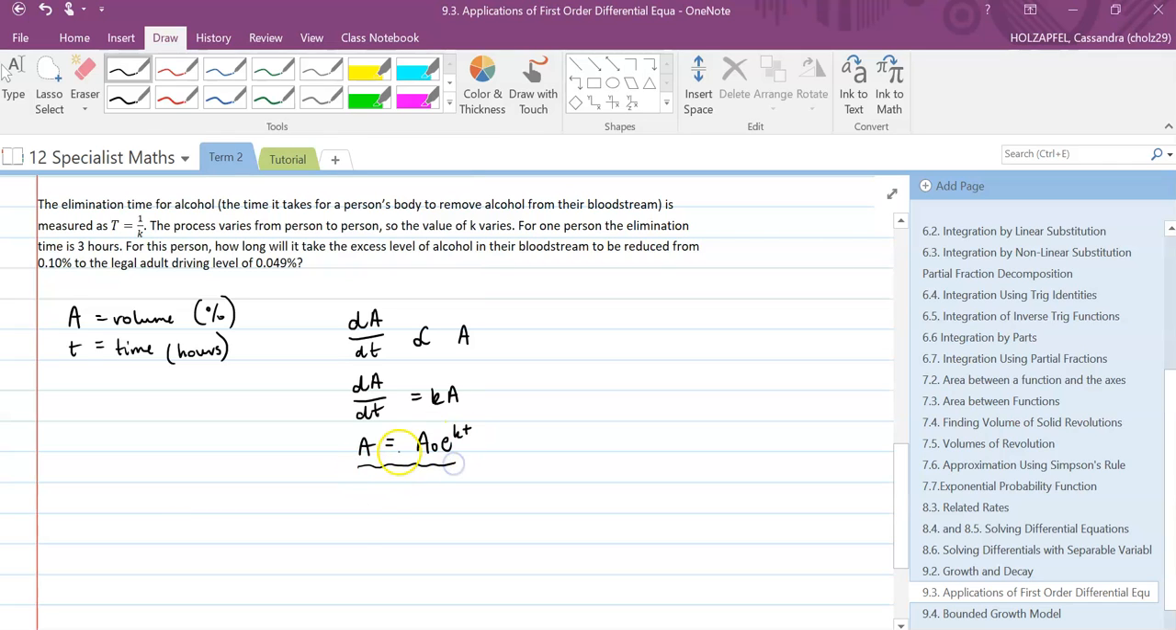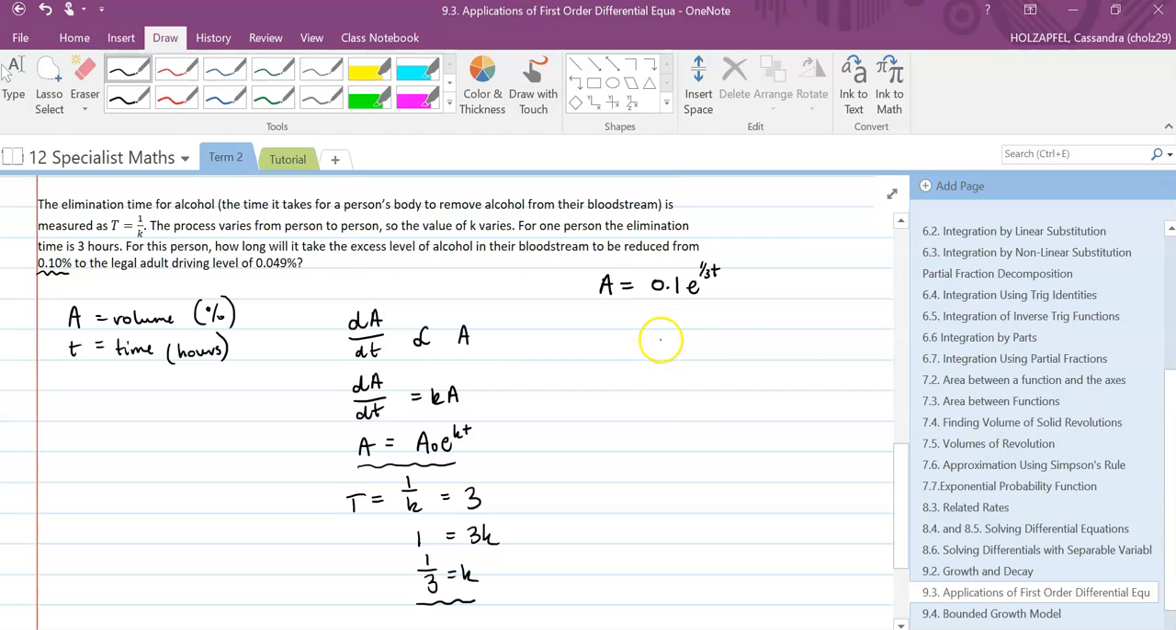So given some information now, we know that for one person, T is equal to 1 over K, and that's equal to 3 hours. If we rearrange this, we get 1 is equal to 3K, and so 1 over 3 is equal to our value for K. The other piece of information that we know is they have this much alcohol already in their bloodstream. So let's rewrite this formula so that we have A is equal to 0.1 e to the power of 1 over 3t.